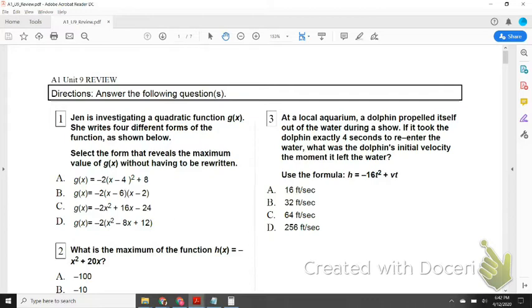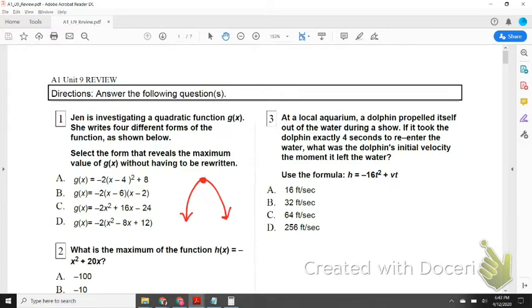Number 1 says Jen is investigating a quadratic function, g of x. She writes 4 different forms of the function as shown below. Select the form that reveals the maximum value of g of x without having to be rewritten. Right, so when it talks about the maximum value, you know that it's going to be a parabola that's pointing downwards, because that's the highest point, therefore that's the maximum value.